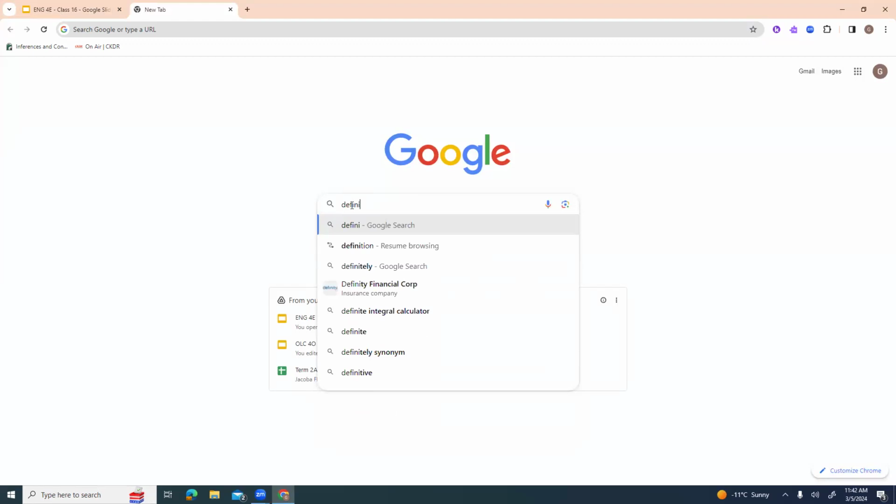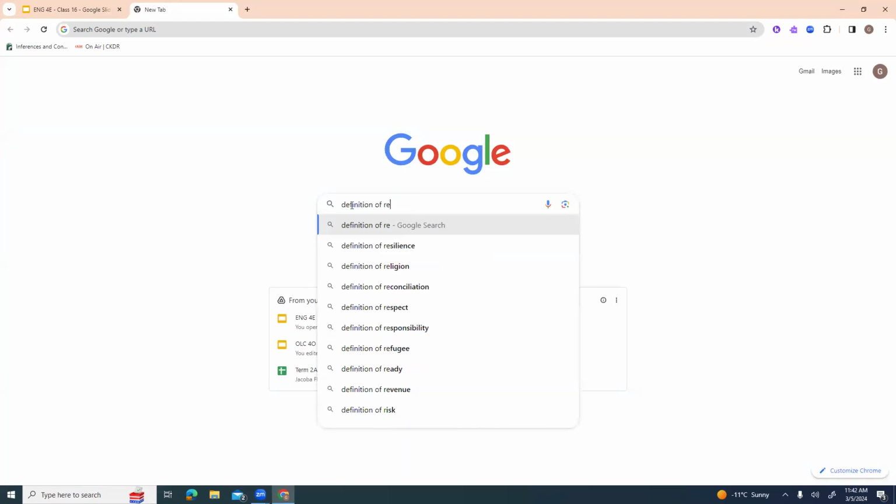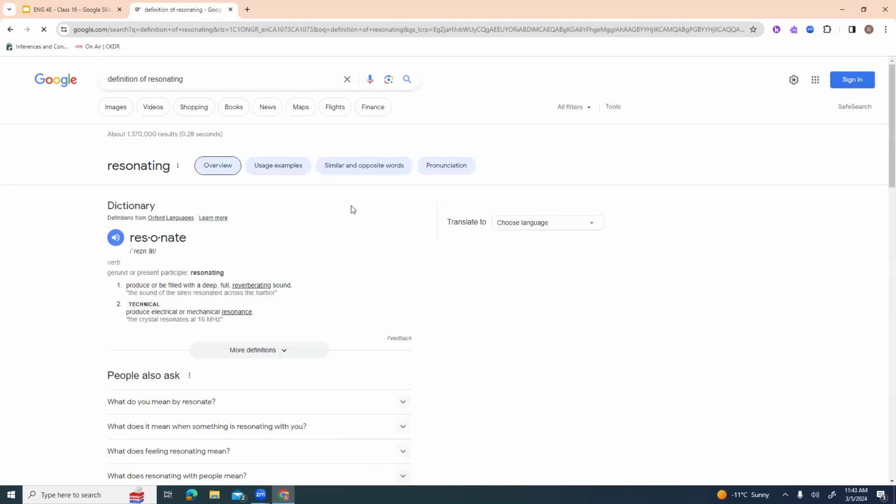Definition of resonating. Okay, so they've got produce or be filled with a deep, full, reverberating sound. The sound of the siren resonated across the harbor. Or technical, so technical, I'm assuming they mean like scientific, like produce an electrical or mechanical resonance. The crystal resonates at 16 megahertz. So this kind of resonance I would think of as like vibrating in a sense.